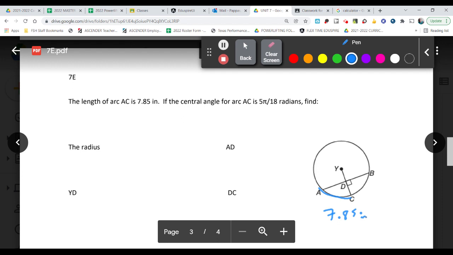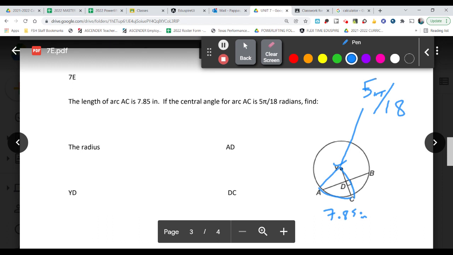And the central angle for arc AC is 5 pi over 18 radians, which means that this angle from A to Y to C is 5 pi over 18 radians. So the first thing this is going to ask us to find is the radius, and that's going to take us back to our 7D notes.